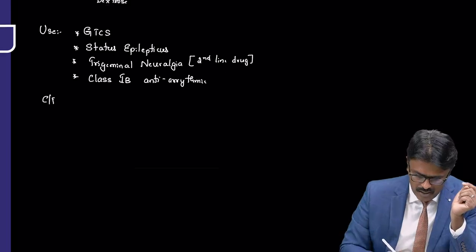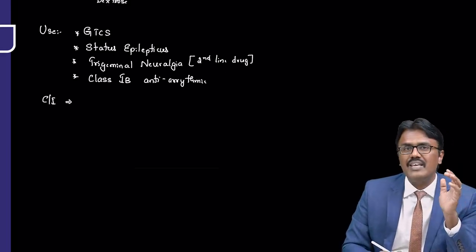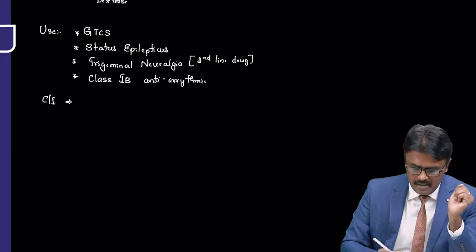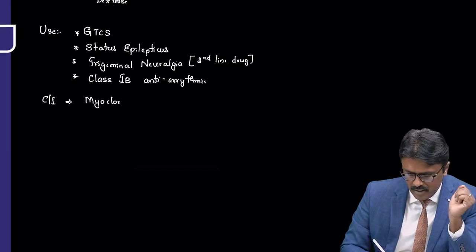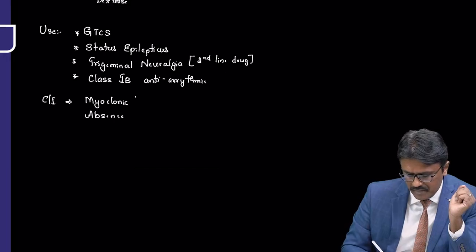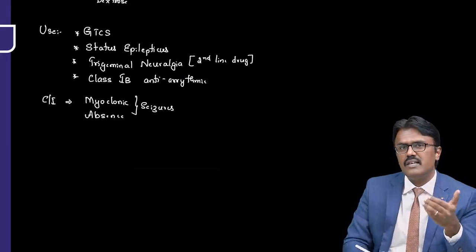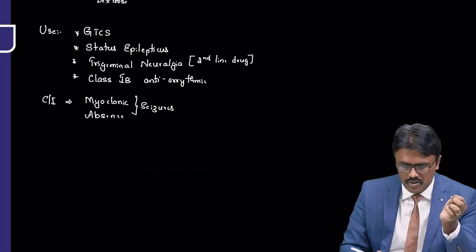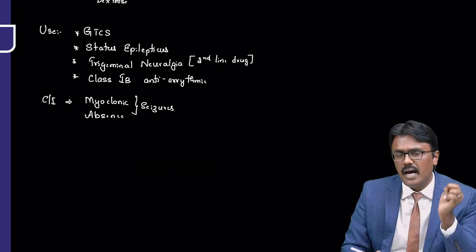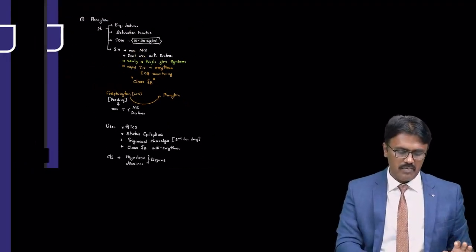Now in which epilepsy should we not use this drug, phenytoin? Phenytoin is contraindicated in myoclonic as well as absence seizures. The reason is it has been shown to increase their seizures when it is used. That's the point. So don't use it in myoclonic as well as absence seizure. Very, very important point.